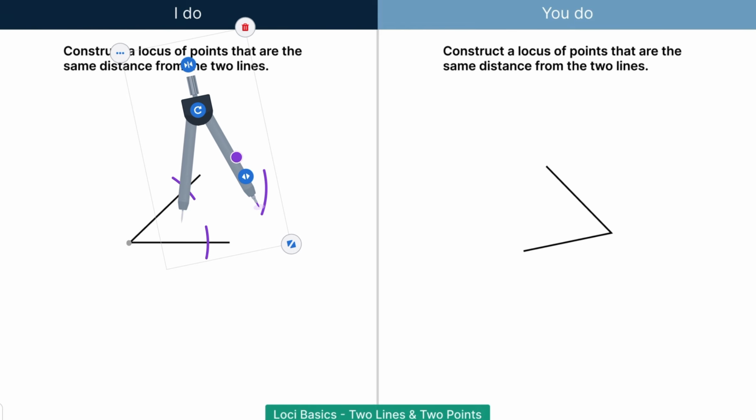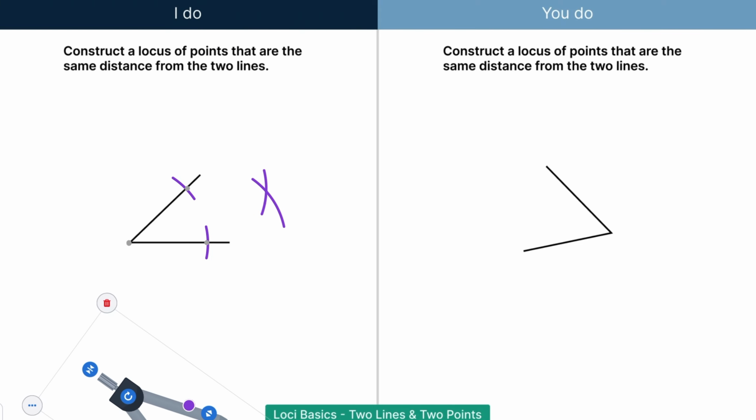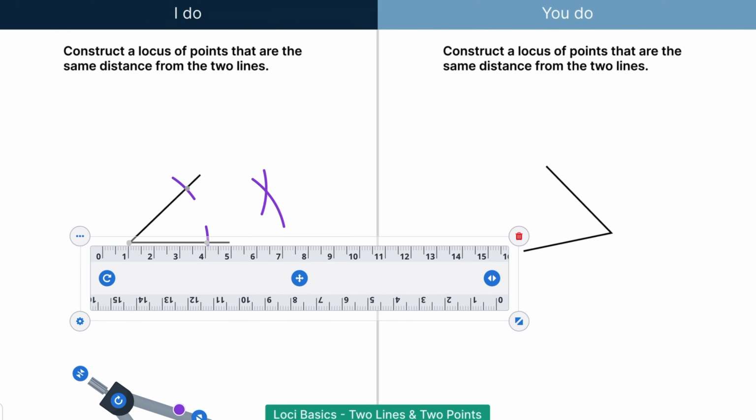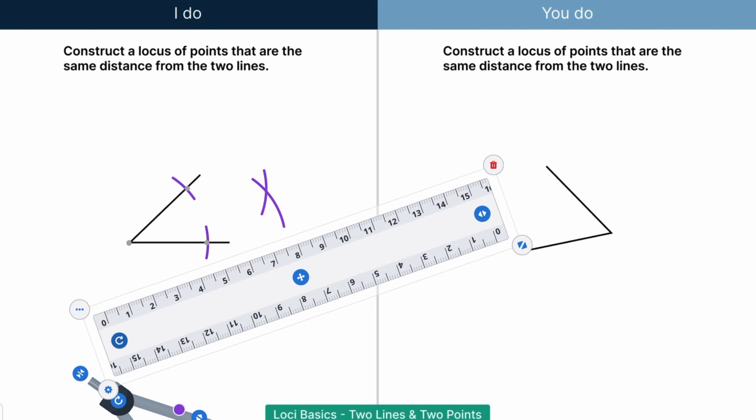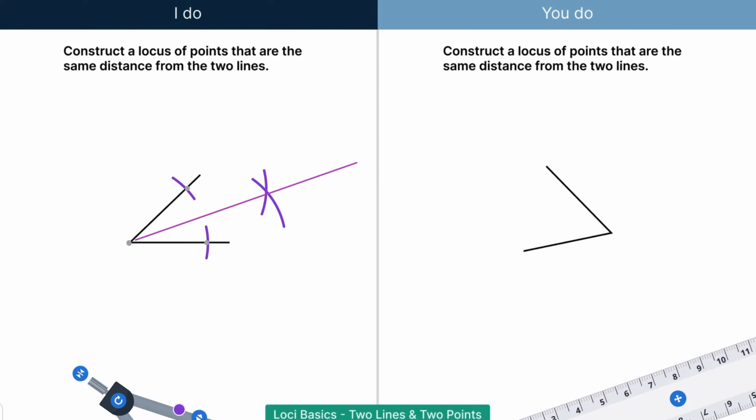And then from this marking, draw that there. And then I'm going to grab my ruler. And through the center, I'm going to draw a line straight through this. So it will look something like that. Okay. Now that line is the exact same distance from the two black lines. Okay, and that's how you do that.